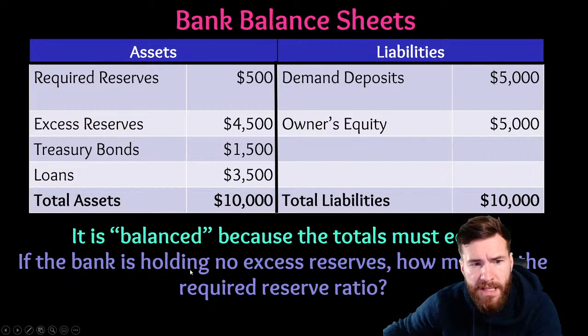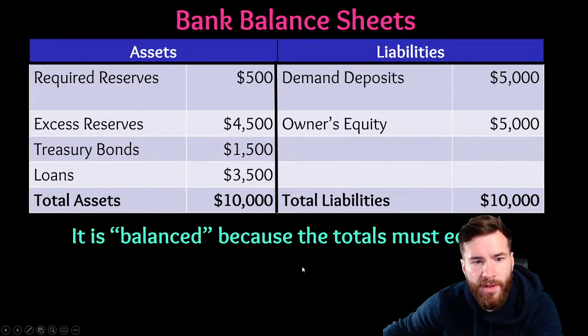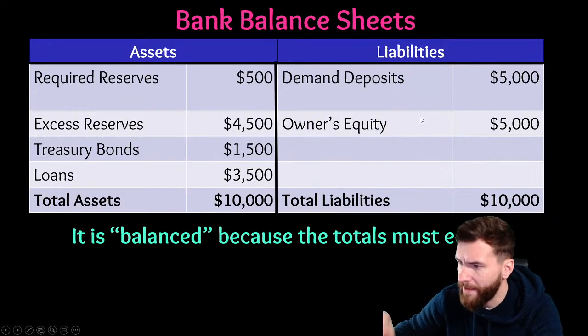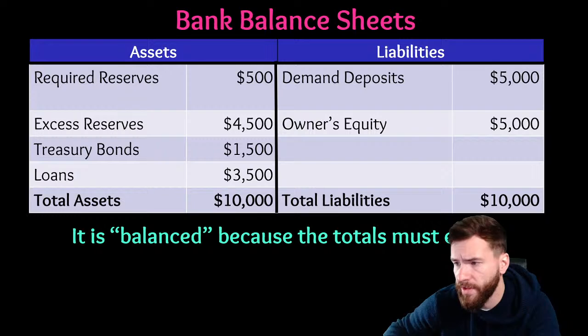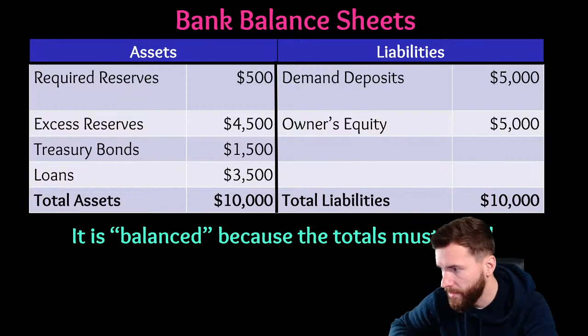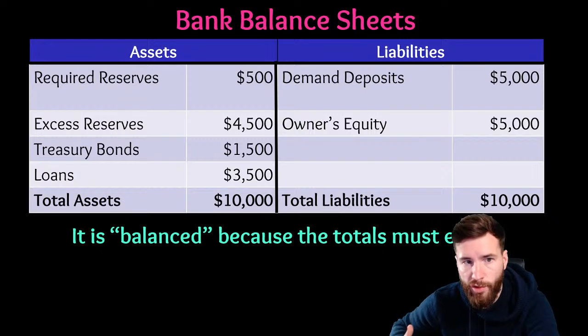It says, if the bank is holding no excess reserves, what is the required reserve ratio? Actually, I put excess reserves in here, so that doesn't really make sense, but generally the first part of every bank balance sheet FRQ is asking you, what is the reserve requirement, assuming they're abiding by the law?